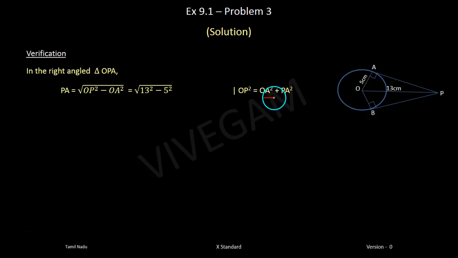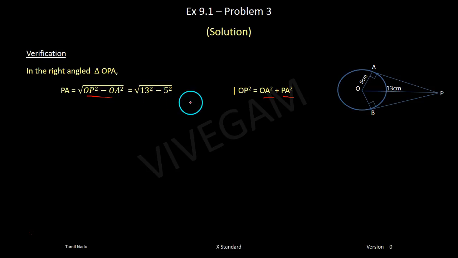That's what it is. Now what do we want to do? We want to measure PA, right? So what is PA here? So PA square will be OP square minus OA square, or PA will be square root of OP square minus OA square. And what is OP square? 13 square, because OP is 13.